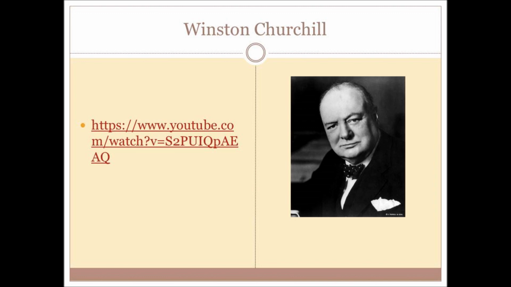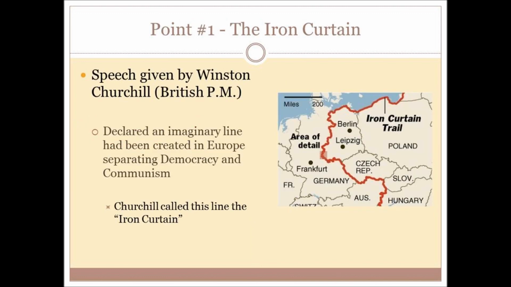The Iron Curtain was this imaginary line, and if you look at the picture on the right, this imaginary line through Europe divided the continent. West of this line, or to the left in this case, was considered democratic, and east of this line was considered communist. This imaginary line had been created in Europe separating democracy and communism, and Churchill called this line the Iron Curtain. That's going to be in the speech we watch tomorrow.